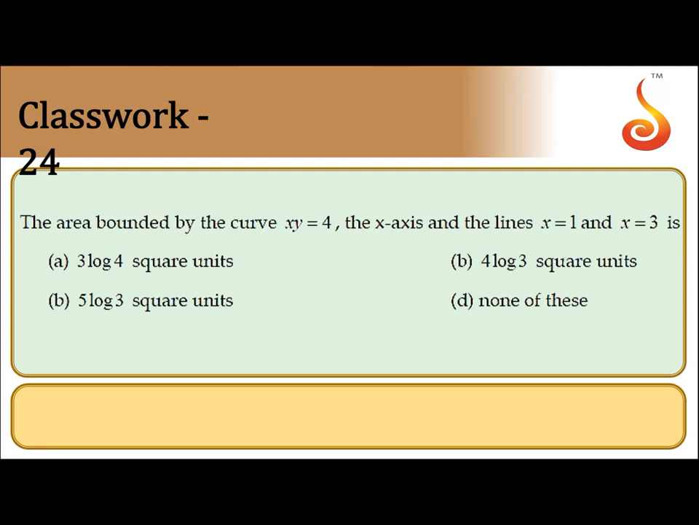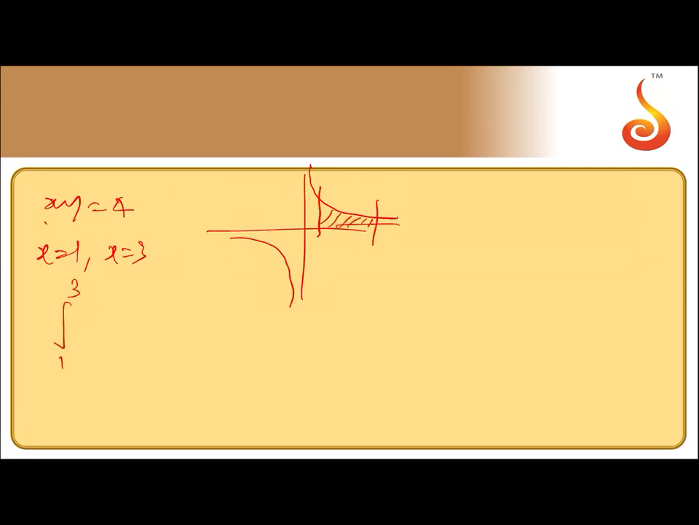I hope it is a similar problem we have done twice already. So xy is equals to 4, x equals to 1, x equals to 3. It is nothing but a hyperbola. One curve looks like this, another curve looks like this one. From x equals to 1 to x equals to 3, the area under this one is the integral from 1 to 3, where y is equals to 4 by x, dx.